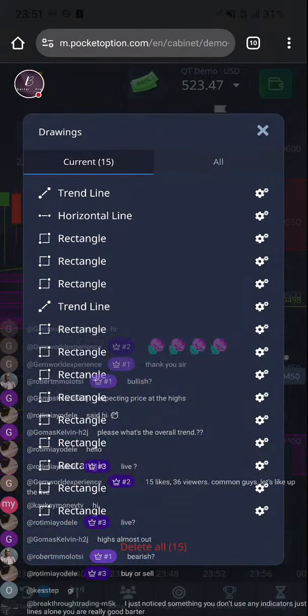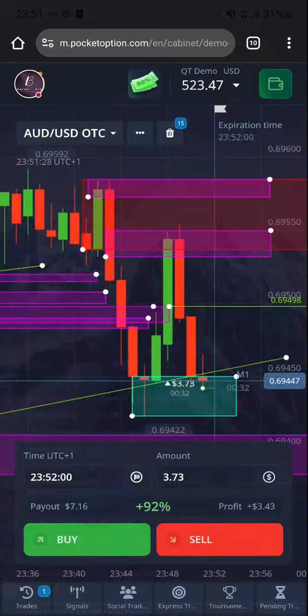I just noticed something. You don't use any indicator, just lines alone, and you are really good. Thank you very much. I really appreciate it.